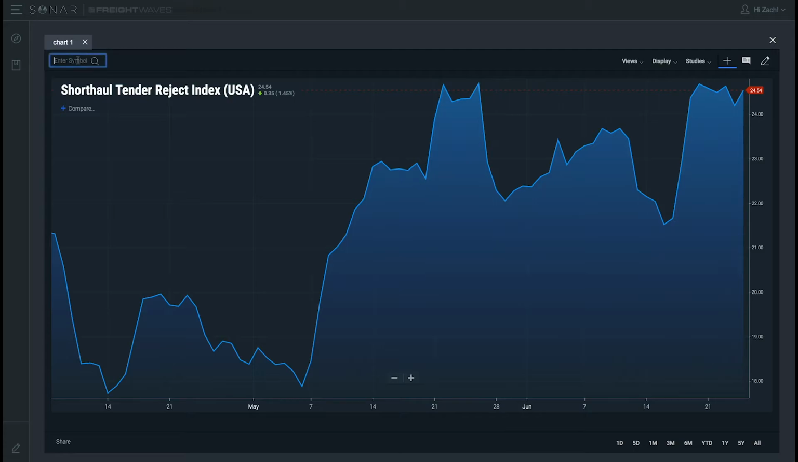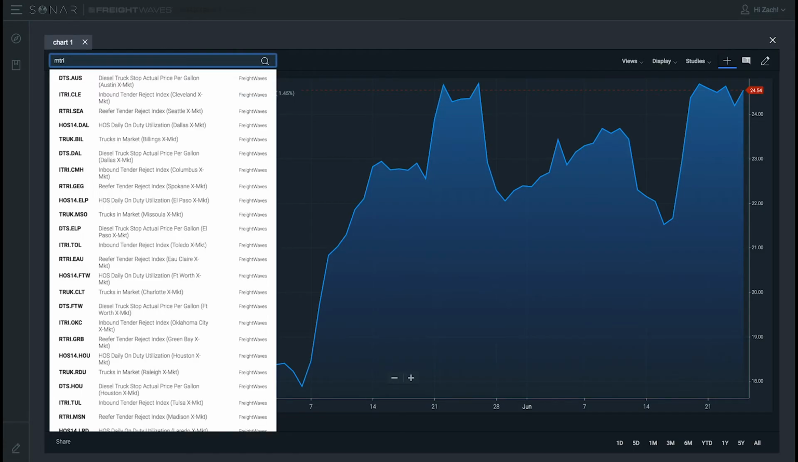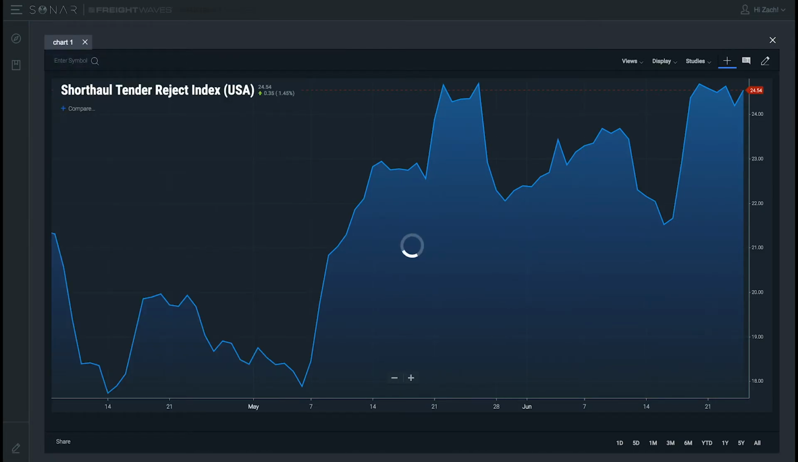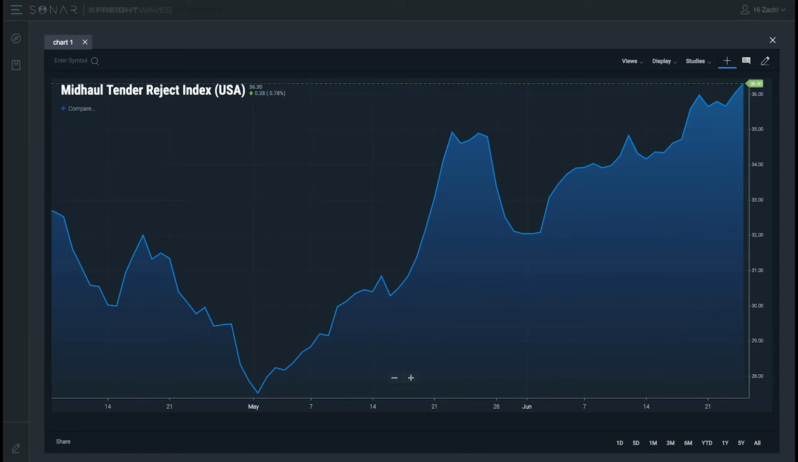The next one up is the M-Tri, and again, that's going to be the mid-haul tender rejection index, and that's going to be anything from 250 to about 450 miles. So right about the things that are going to take less than a day to travel. Again, a good indication if people are turning down these loads, the capacity probably is getting tight.